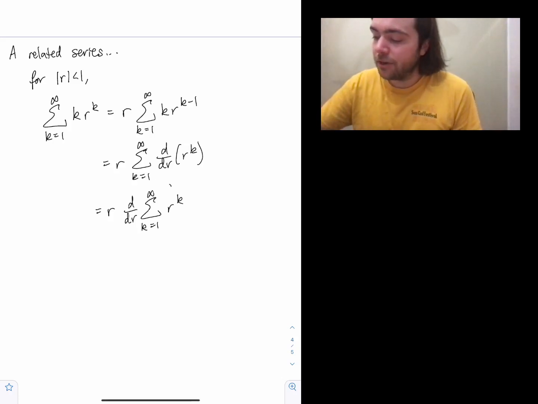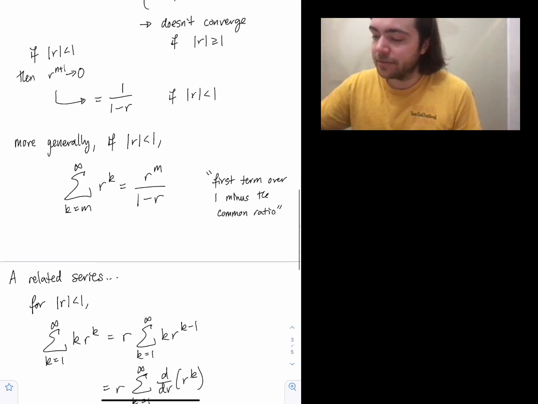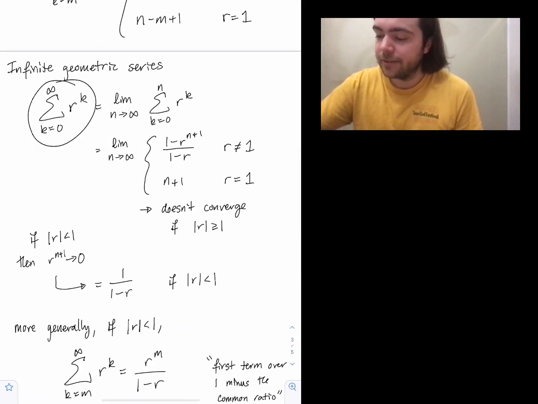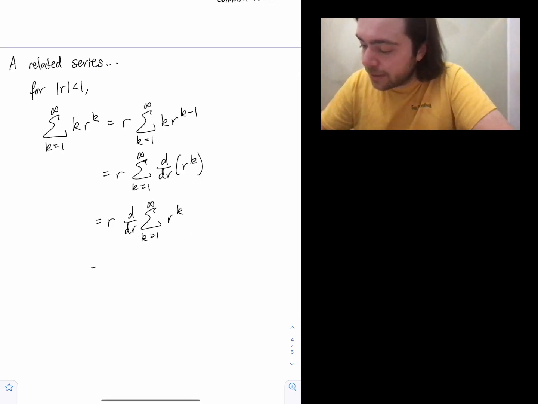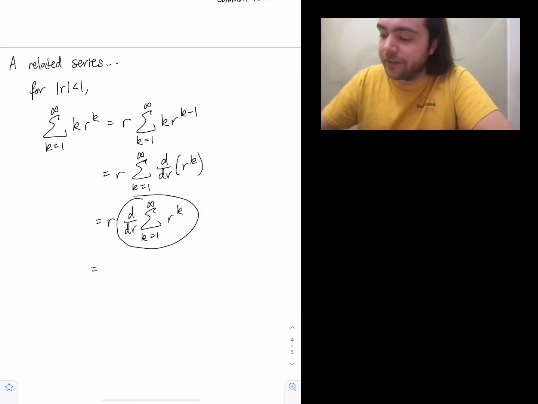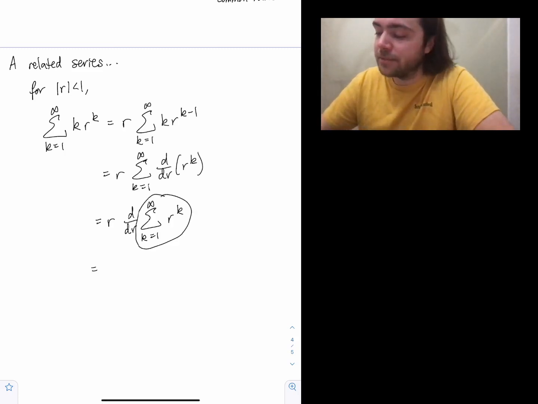And now this looks almost the same as our geometric series, right? Almost the same as what we had up here. But this started at 0, and the one we have down here starts at 1. That's fine, because I'm taking the derivative of it. If I add a constant to this sum and take the derivative, that constant will just become 0. And what constant do I want to add? I just want to add the first term back in, which is r to the 0, which is 1.